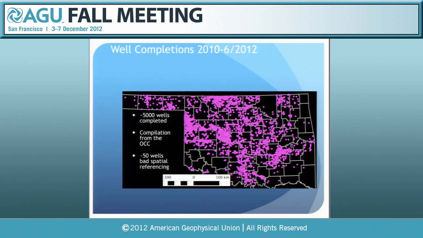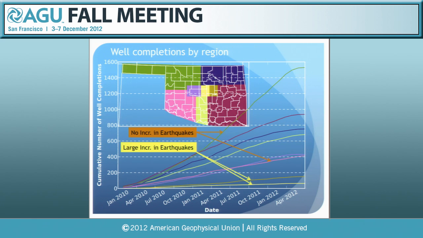Next slide. So one of the next questions is, how many more of these might we see if we look through the Oklahoma catalog? Next slide. So this is just by region where the wells have been completed since the beginning of 2010 through 2012. So these are the regions where there was a very large increase in the number of earthquakes, and you can see there haven't been very many wells completed in this area. And then in this area we had a very small amount of earthquakes, and there's been a whole lot of wells completed.